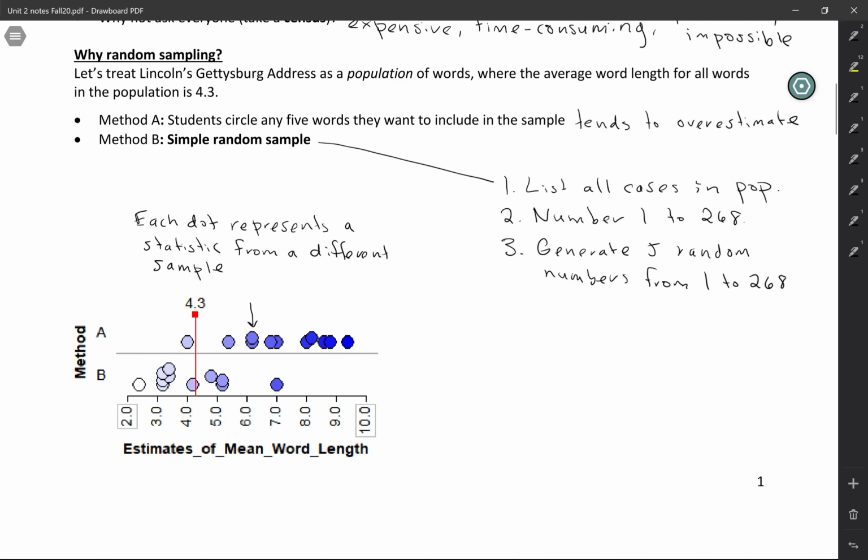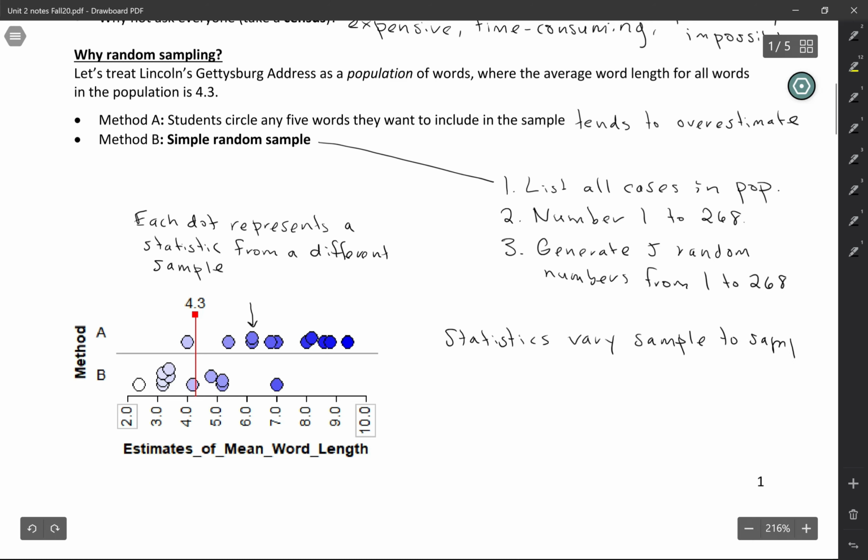And if you take a look at the results from when my AP statistics students do it, you can see that some of the estimates are too high and some of them are too low, but they're sort of centered in the right place. So I did want to point this out, that the statistics are still going to vary. They still vary sample to sample. So even if you do everything right, you're still not going to get the perfect estimate of the population parameter. Your statistics are going to vary. And that's called sampling variability.